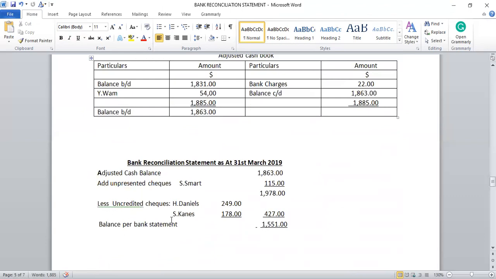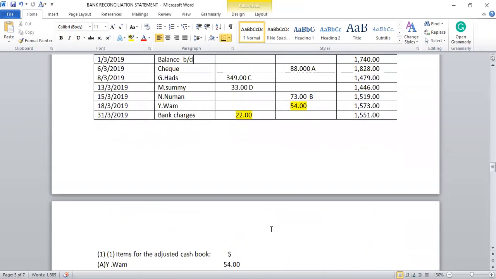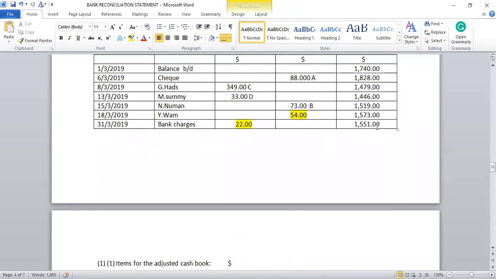So in the bank reconciliation, we have both of them. Then we have $427. We add it together. Then we deduct it from the opening balance plus unpresented check. So this and this, we get $1,978. We deduct from this the uncredited checks, both of them, $249 and $178. We get $427. We deduct it from $1,978. Then our balance, which is balance per bank statement, should be $1,551. Let us look at the bank statement balance exactly, so our entries are correct.